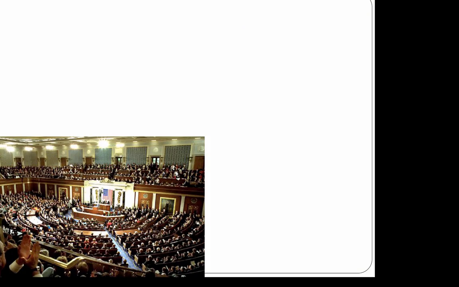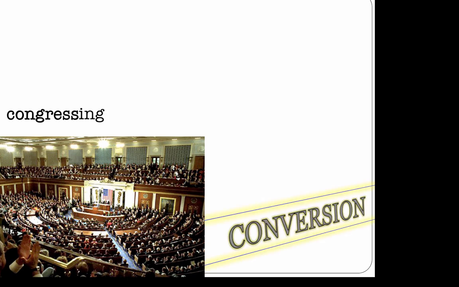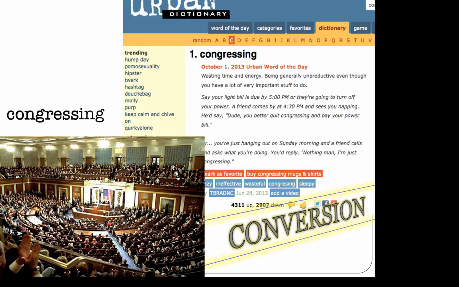Another thing we often do is take an existing word like Congress, a noun, and convert it to a verb. So on October 1st, 2013, the word of the day on urbandictionary.com was congressing, which is defined as wasting time and energy, being generally unproductive even though you have a lot of very important stuff to do. You can guess where that conversion is coming from.